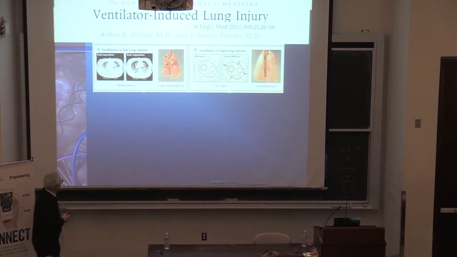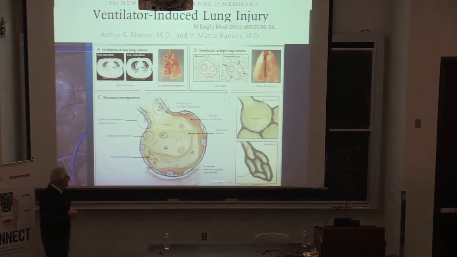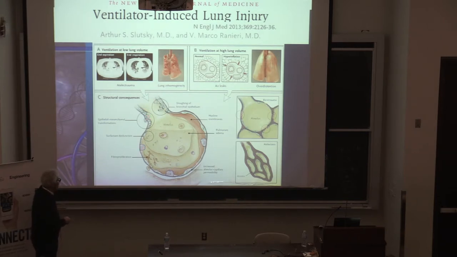This is a review article we wrote. Injury can occur at low lung volumes. We call that atelectrauma, when the lung collapses, due to lung inhomogeneities. And there can be over-distension. These biophysical things can lead to a lot of problems in the lung. You can get sloughing of the lining of the lung, the epithelium. You can get something called hyaline membranes. You can get fluid in the lung, and if you get fluid in the lung, you won't be able to have gas exchange very well. Normally, you have a thin membrane here. If you have all this fluid in the way, it makes problems with diffusion.